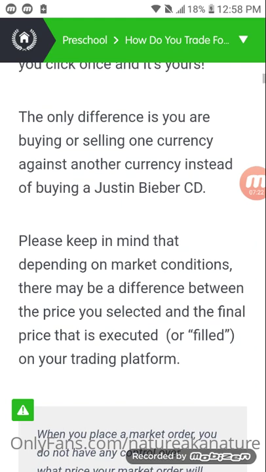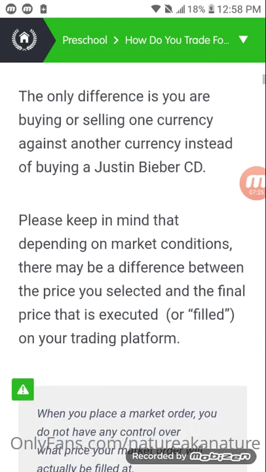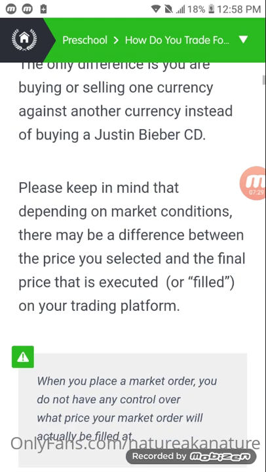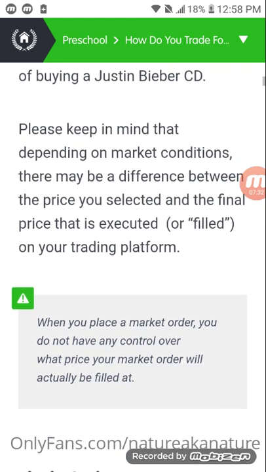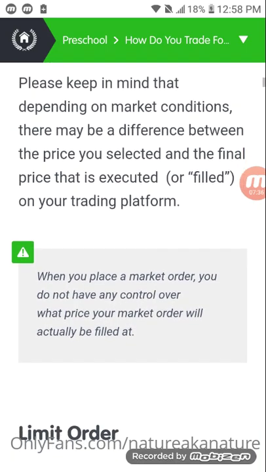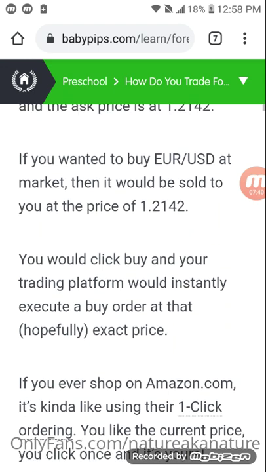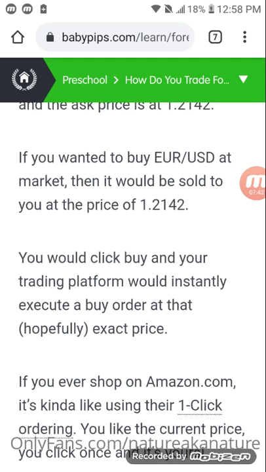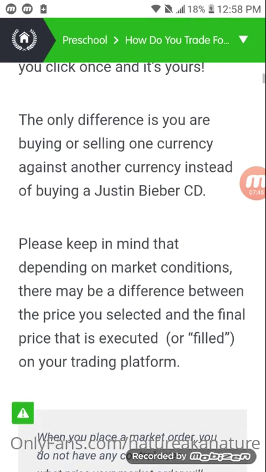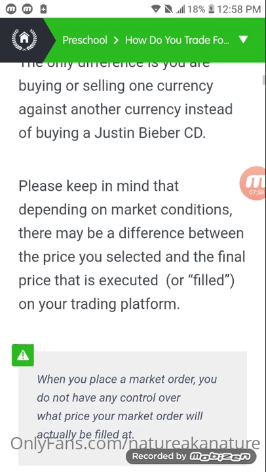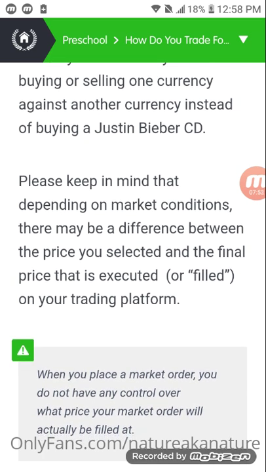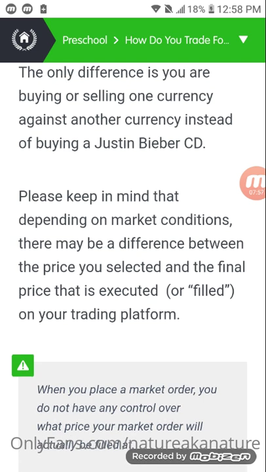Depending on the market conditions, there may be differences between the price you selected and the final price that is executed or filled on your trading platform, because the market is constantly moving, constantly fluctuating. So you might have wanted to buy at the ask price of 1.2142, but they brought you in at an ask price of 1.2143, depending on the market and how fast the market is moving. Depending on the currency that you're trading, different currencies move faster than other currencies. So depending on those two factors and the market conditions, there may be a difference between the price you selected and the final price that is executed or filled on your trading platform.